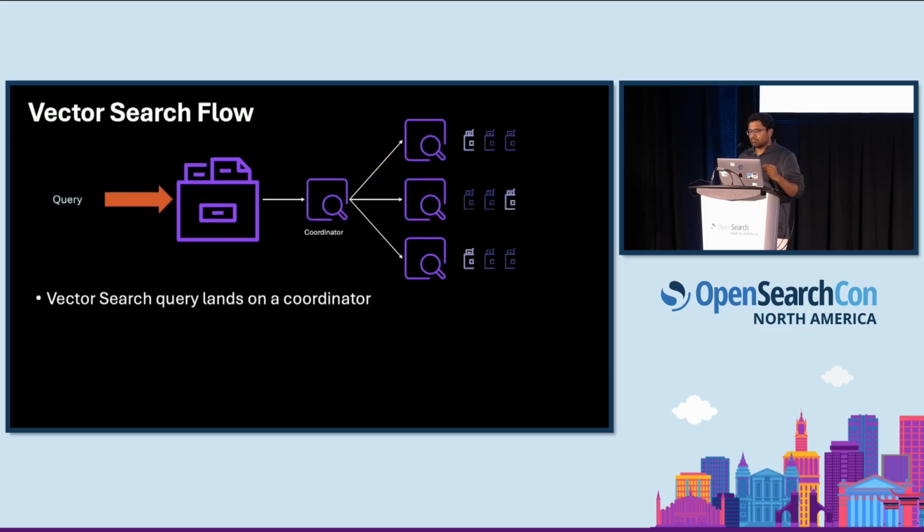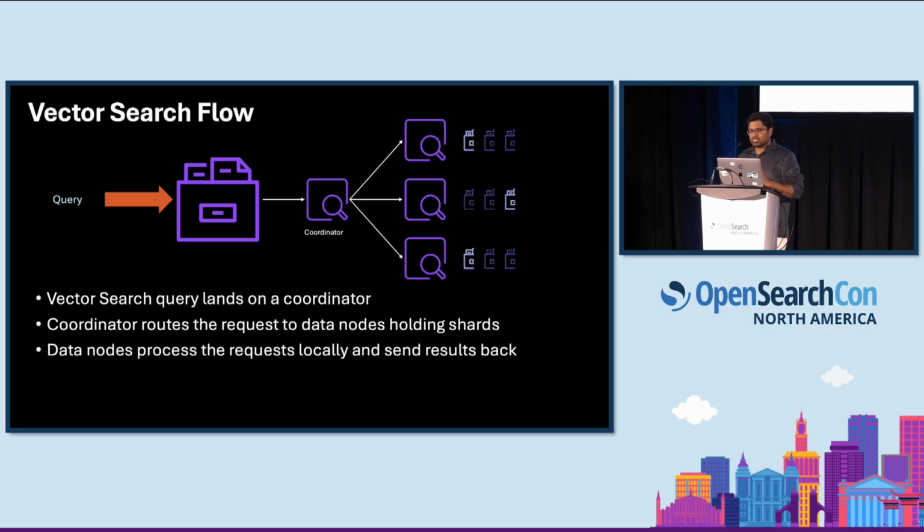And during search, the query vector lands on the coordinator. The data node which receives the request becomes a coordinator. The coordinator has a view of which data nodes have these shards. So it is responsible for routing the request to all the data nodes containing these shards. And then once the data node receives the request, it runs the k-nearest neighbor search and sends the results back to the coordinator. The coordinator reaggregates all the results. It finds the top k neighbors among all of the neighbors returned by the shards, and then sends it back to the user.